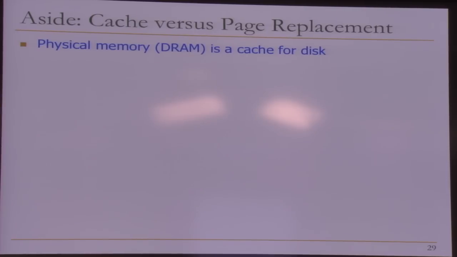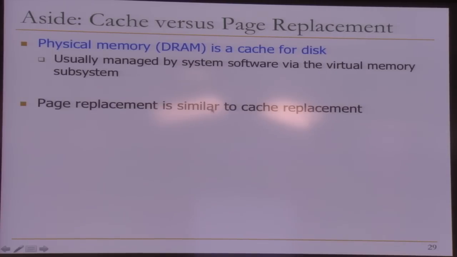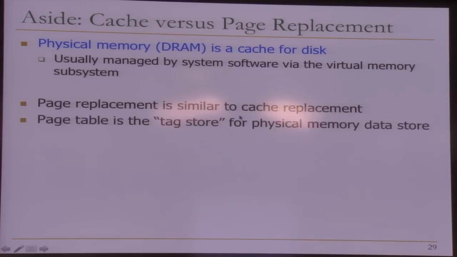I'll go through this aside, and then we'll take a quick break. We'll see this more. But you've seen virtual memory, and you've seen page replacement in DRAM, right, in 2.13. Basically, physical memory is a cache for disk in a virtual memory system. It's usually managed by system software. We have the virtual memory subsystem. Page replacement is really similar to cache replacement. And the page table, which we will go into more detail about, is the tag store for the physical memory data store. That's what's really happening, except page tables are implemented in software.